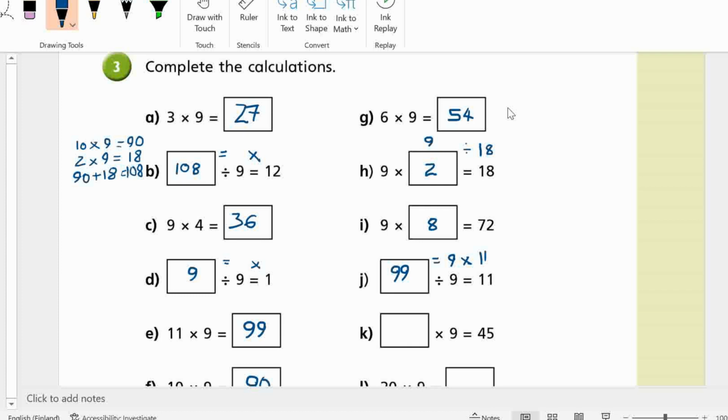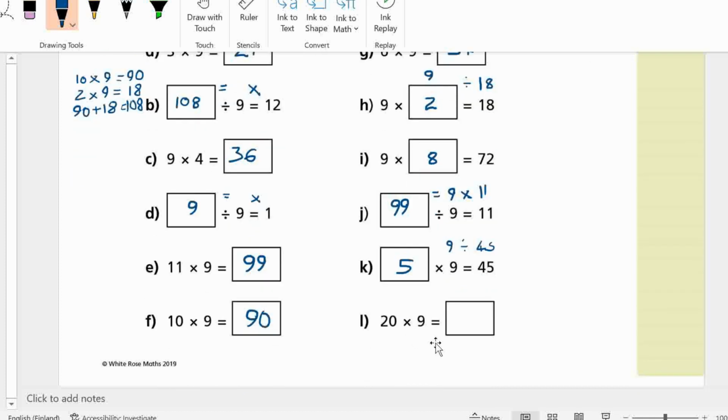Okay, 45 divided by 9. 5. Okay. 20 times 9. Okay, good. Yeah, because 2 times 9 is 18. But 20 has a 0, so there we go.